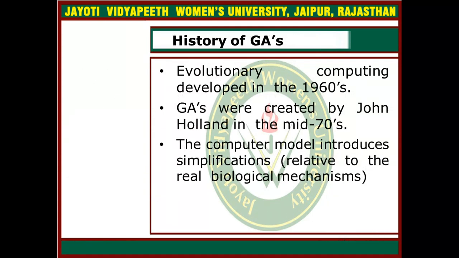The history of genetic algorithms. This is evolutionary computing, which was developed in the 1960s. Genetic algorithms were created by John Holland in the mid-70s. The computer model introduces simplifications related to the real biological mechanisms.